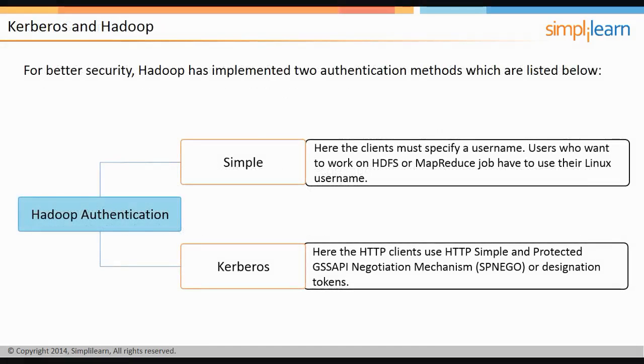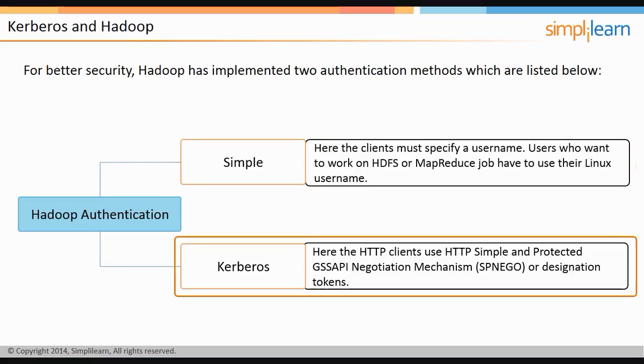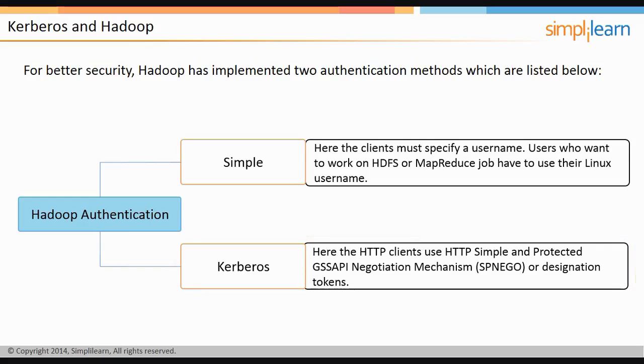For better security, Hadoop has implemented two authentication methods which are listed below. 1. Simple. Here the clients must specify a username. Users who want to work on HDFS or MapReduce jobs have to use their Linux username. 2. Kerberos. Here the HTTP clients use the HTTP simple and protected GSS-API negotiation mechanism, SPNEGO, or delegation tokens. In the next screen, we will understand why Hadoop security is important.